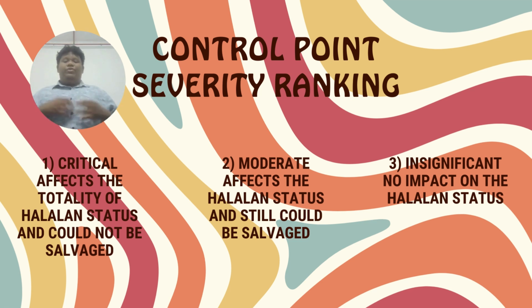The second is moderate, which affects the halal status but could still be salvaged. For example, in the transportation of the product, maybe haram and halal products are stored in one place, but not beside each other. So we can still save the product by taking out the product. Lastly is insignificant, which has no impact on the halal status. It only impacts other aspects, which are quality and hygiene.